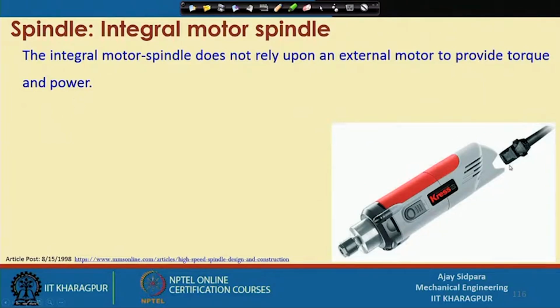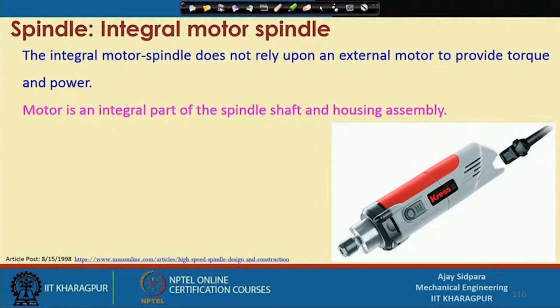So, you just require one power socket here, so that the motor is inbuilt. Even if you are adding an encoder, like a rotary encoder, that is also inbuilt within the system. So, everything is very compact and you can easily mount it at a small location in the machine tool. So, the motor is an integral part of the spindle shaft and housing assembly.